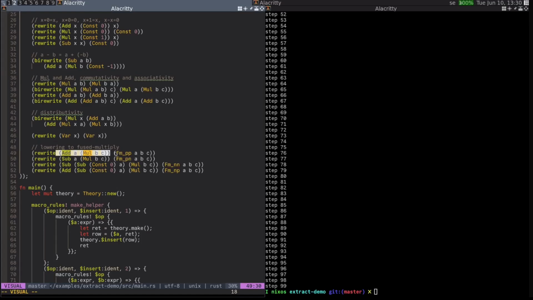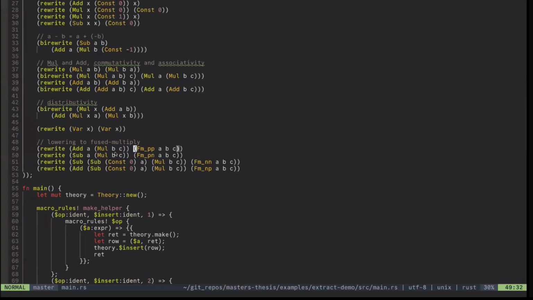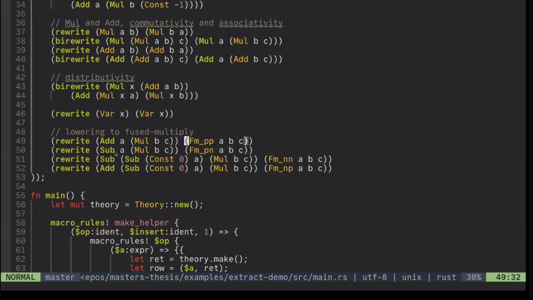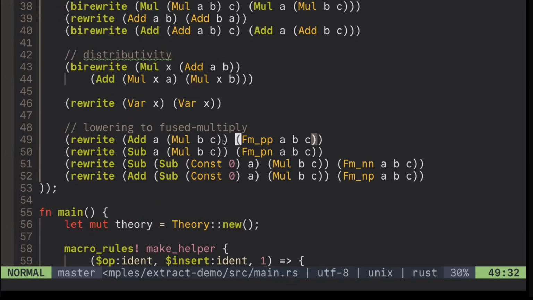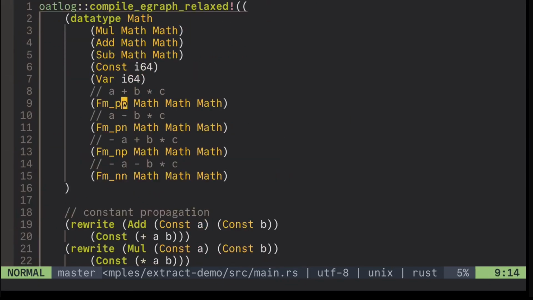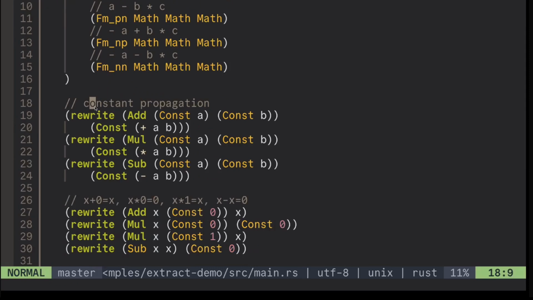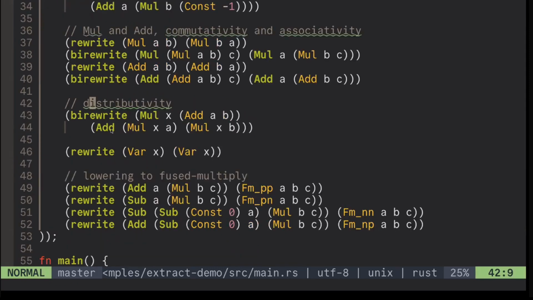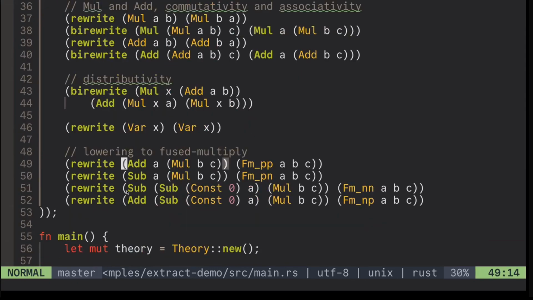Can you zoom in? Yeah, so they're relevant. I don't know about the names, but I think this is about as good as Intel does with their intrinsic names. So if we see A plus B times C, we say this is equal to a fused multiply-add.